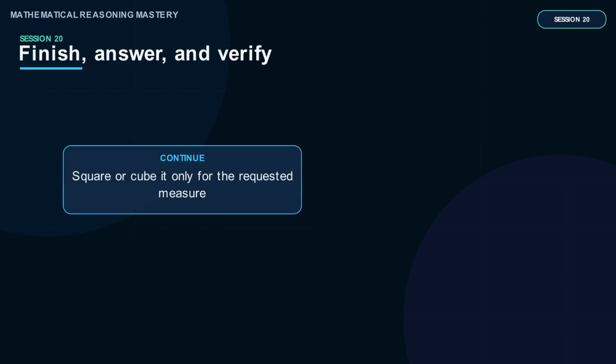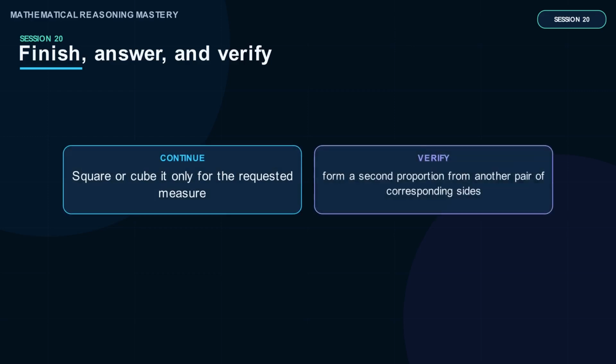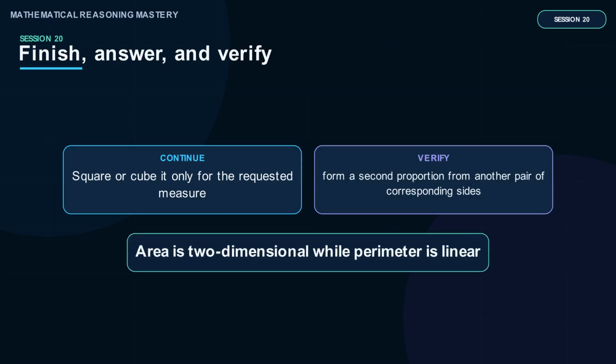Continue by applying this control. Square or cube it only for the requested measure. The explanation supports one option without relying on its position. The mathematical conclusion is that area is two-dimensional while perimeter is linear. State it with any required units, interval notation, or restrictions. The final answer is that area is two-dimensional while perimeter is linear. Compare it with the exact target and reject any choice that represents a common intermediate step. Verify from another direction. Form a second proportion from another pair of corresponding sides. The check should use evidence independent of the original calculation whenever possible.